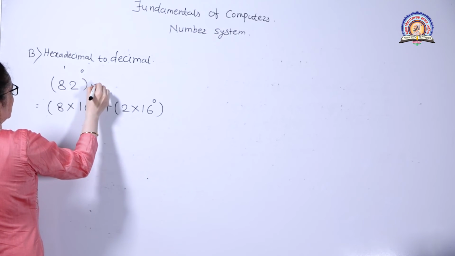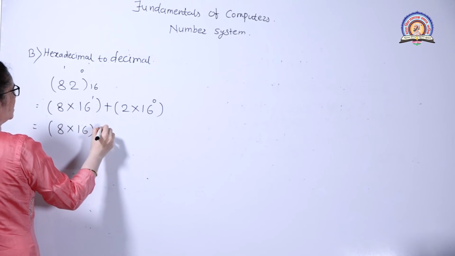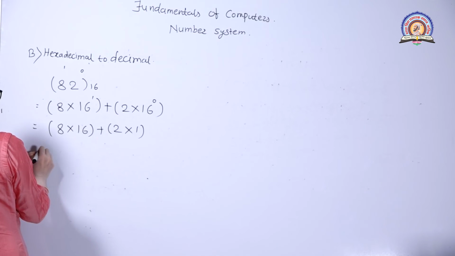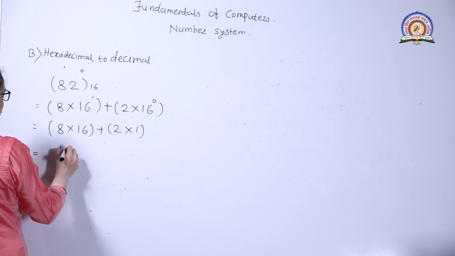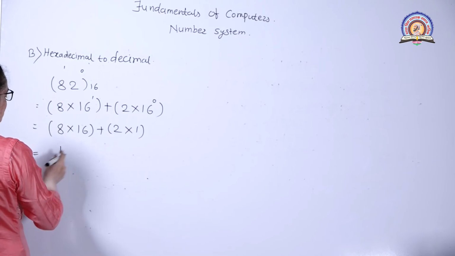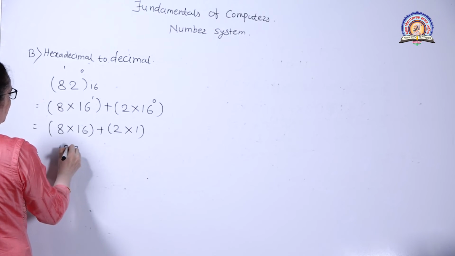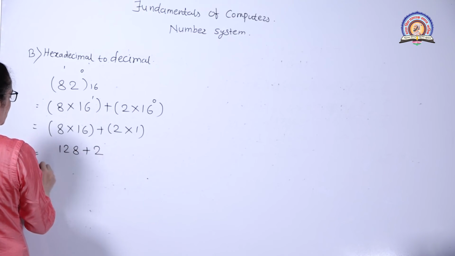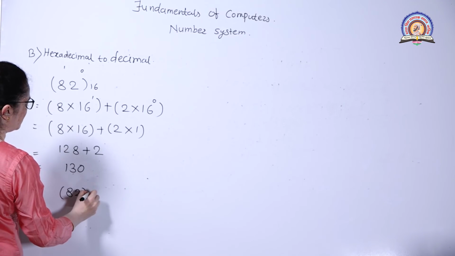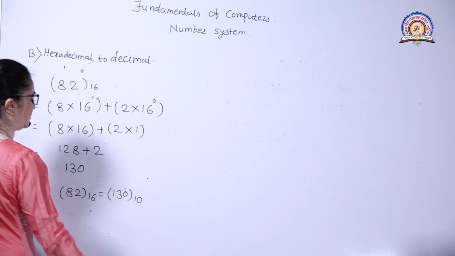See, this is our hexadecimal number. So 8 into 16 plus 2 into 1. The 0th power of any number is 1. Now 16 8s are 128, plus 2, that is 130. When we enter the hexadecimal number 82, its decimal equivalent is 130.